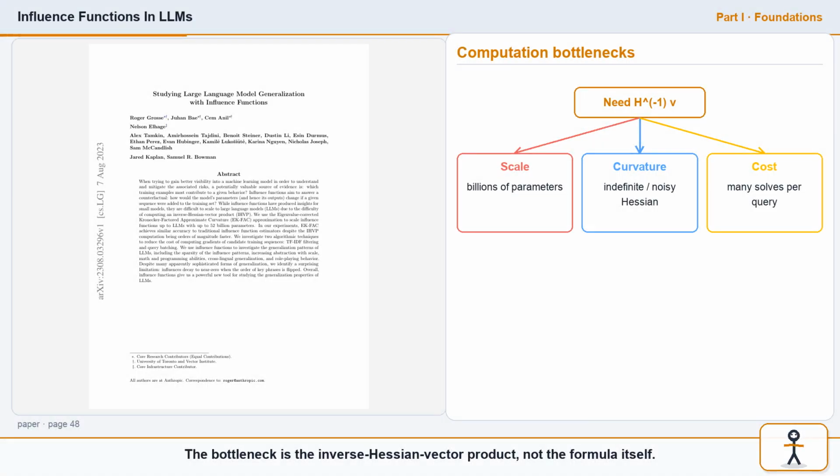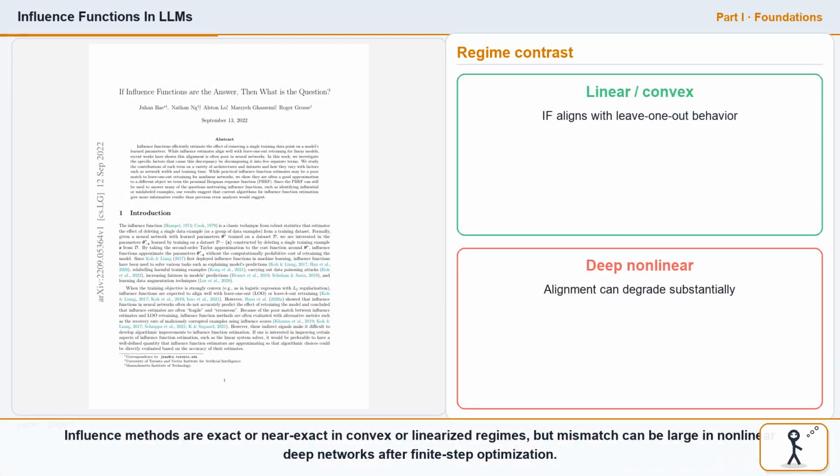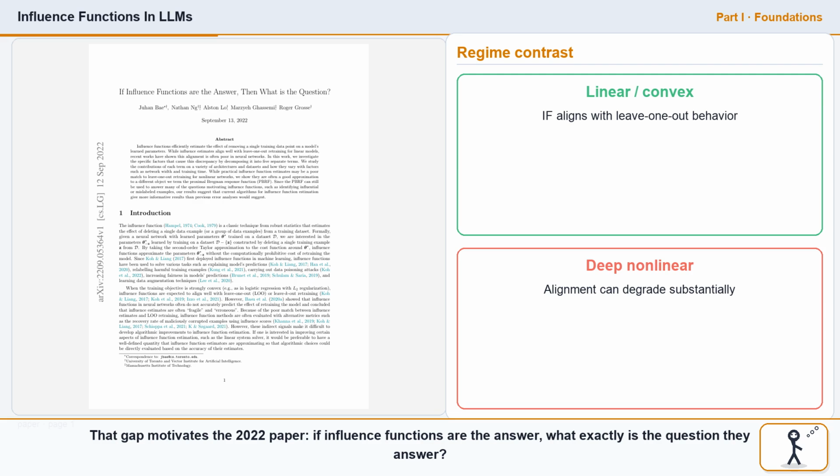The bottleneck is the inverse-Hessian vector product, not the formula itself. In modern models, the Hessian is huge, often ill-conditioned, and may contain negative curvature. So practical methods rely on approximations, damping, and matrix structure assumptions. Influence methods are exact or near-exact in convex or linearized regimes, but mismatch can be large in nonlinear deep networks after finite-step optimization. That gap motivates the 2022 paper.